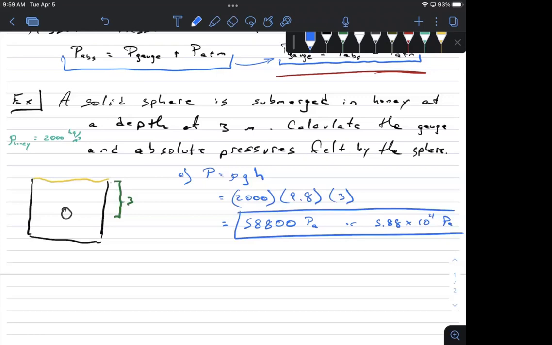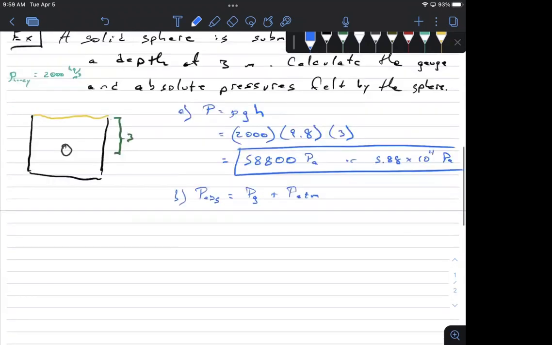Okay, so that's how much extra pressure this solid sphere will feel because it's under the surface of honey. Now, part B, the absolute pressure. Well, once we know the gauge pressure, this is really easy. Absolute pressure is just the gauge pressure plus the atmospheric pressure. So gauge pressure, 5.88 times 10 to the 4th, plus atmospheric, 1.01 times 10 to the 5th. And we'll get our answer.